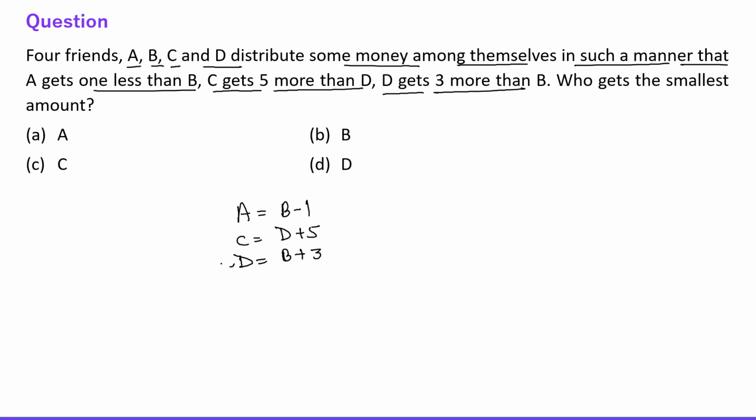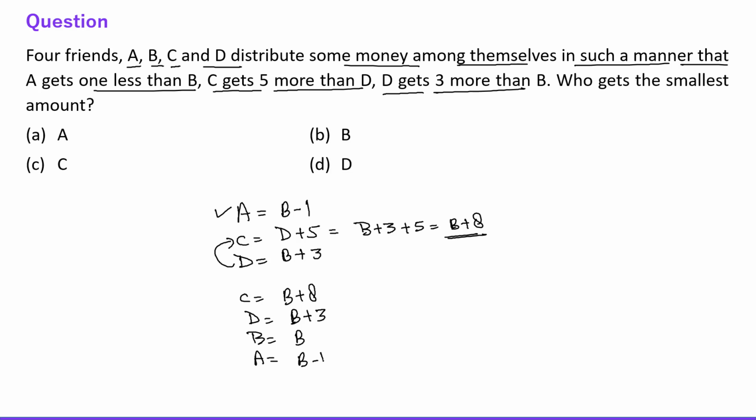Just put the value of D over here. D is B plus 3. So B plus 3 plus 5 is equal to B plus 8, right? So you can say C is equal to B plus 8. D is equal to B plus 3. B is obviously B. And A is equal to B minus 1, right? Fine. So this is the distribution of money.